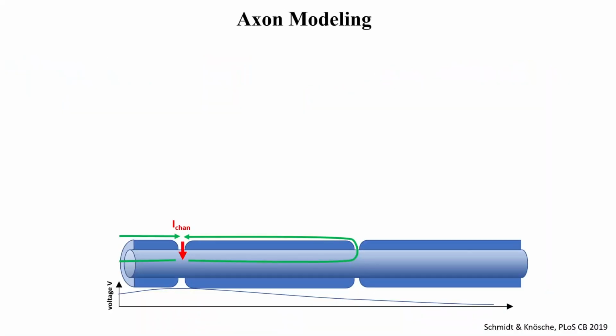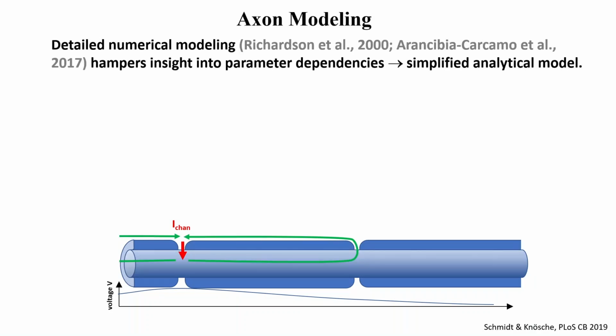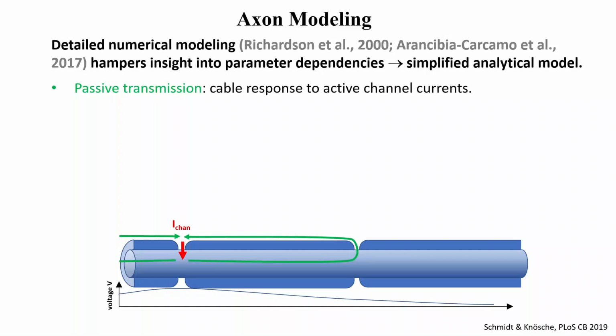So if you want to model this, if you want to capture that by a model, there are very complex, detailed numerical models around. However, they have the problem that they have many parameters which we also have to know, which is often not the case, and they are also computationally very demanding. So if you want to model many axons at the same time, you have a problem. That's why we developed a simplified analytical model, which has two parts.